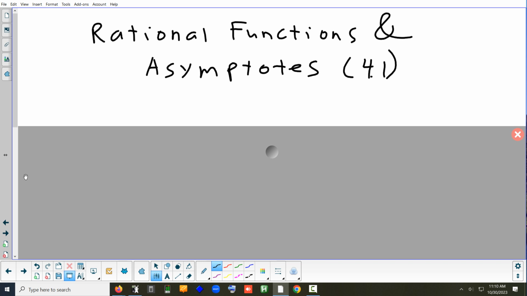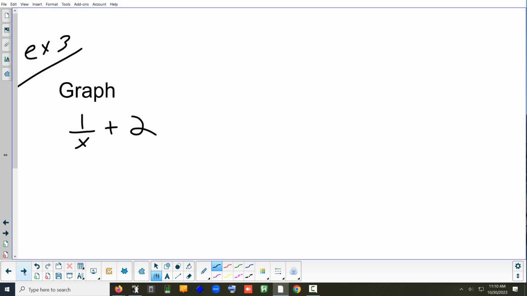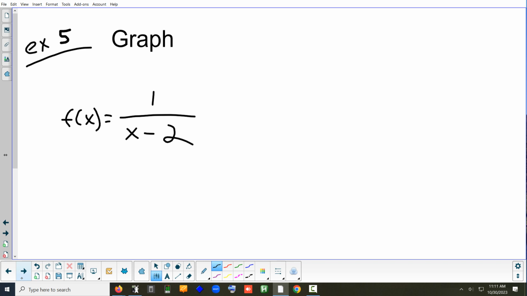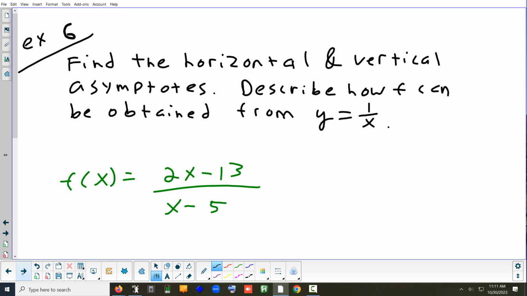Let me show you an example of what a rational function looks like first, and then we'll go through what it is in words. Okay, that's a rational function. 1 over x plus 2. That's a rational function. A little bit simpler, just 1 over x. That's another rational function. That's a rational function. 2x minus 13 over x minus 5. Okay. What do you notice about every problem I just showed you? They're all what? Fractions. They're all fractions.